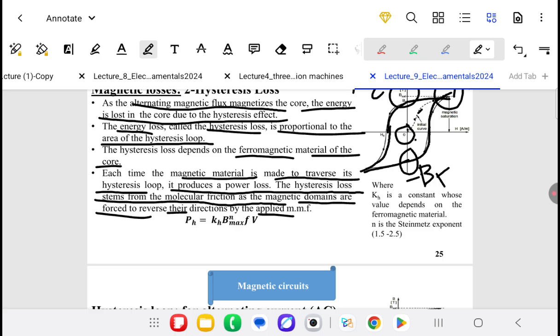If we need to calculate the hysteresis losses, we have the power due to hysteresis losses, P, equals K_H, which is a constant whose value depends on the ferromagnetic material, times the maximum flux density to the power n, where n is Steinmetz's exponent, which is between 1.5 and 2, times the frequency and the volume of the material.